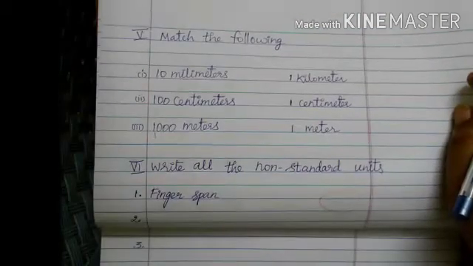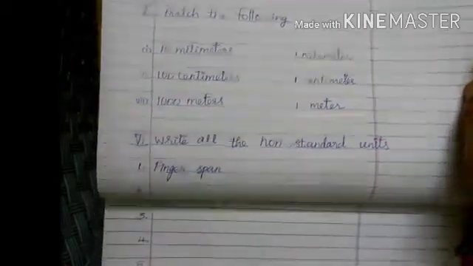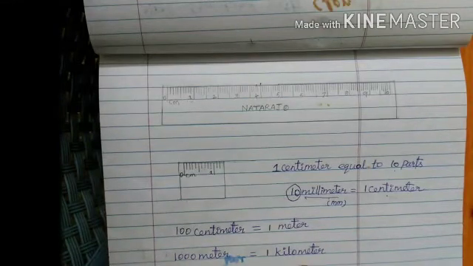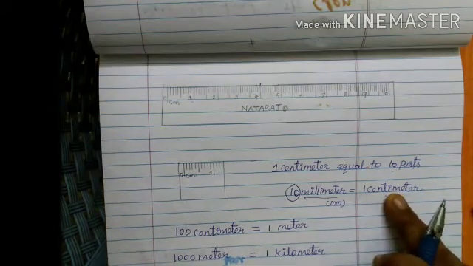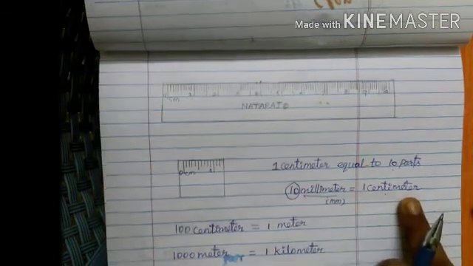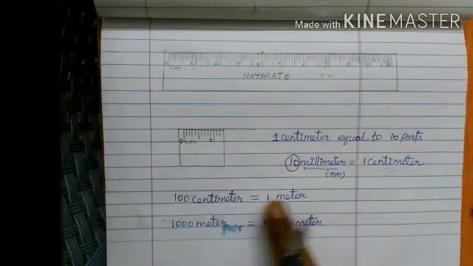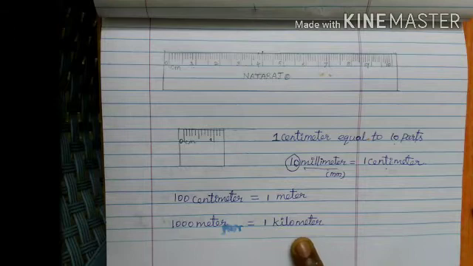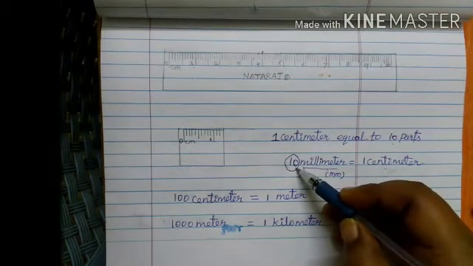The next one, Roman letter 5, match the following. Before you learn this measurement: 1 meter equals 100 centimeter, 1 kilometer equals 1000 meter, 1 centimeter equals 10 millimeter. Understand the concept, children. 10 millimeter equals 1 centimeter, 100 centimeter equals 1 meter, 1000 meter equals 1 kilometer. But here the number is only increasing.